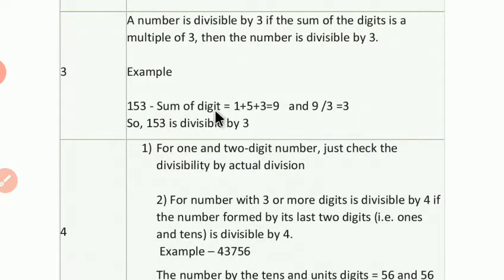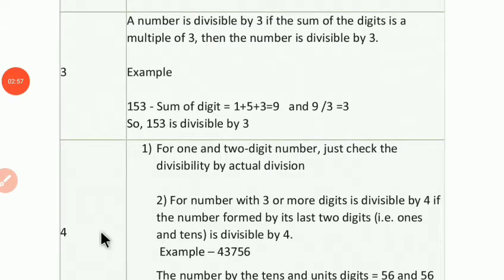153. First we'll find the sum of digits. Sum of digits means you have to add all the digits. 1 plus 5 plus 3. So 5 plus 1, 6, 6 plus 3, 9. Now divide 9 by 3. So 3 3s are 9. You can see that 9 is exactly divisible by 3. If you get remainder 0, then you can say that it is exactly divisible. So 153 is also divisible by 3. First you have to add. If the answer which we get after adding is divisible by 3, then we can say that the number is also divisible by 3.